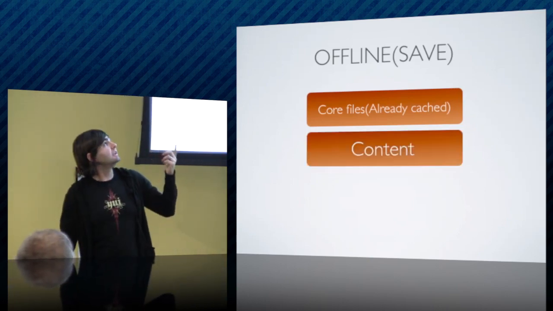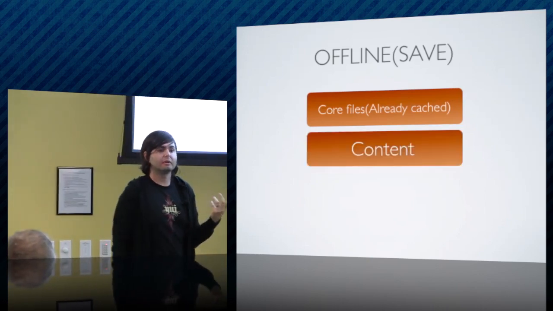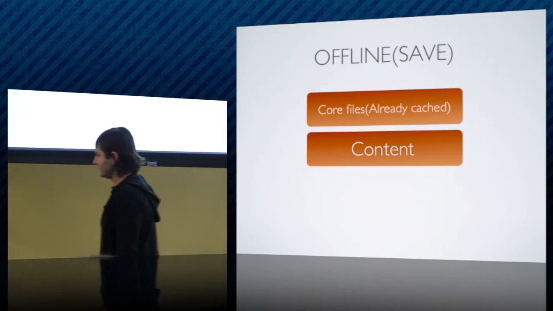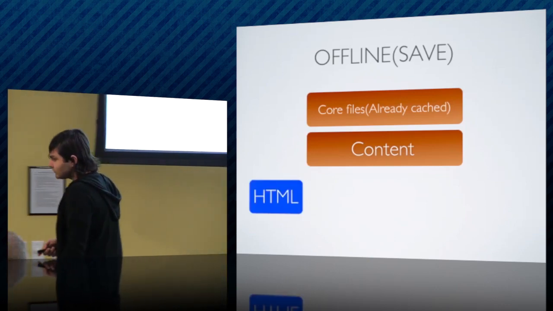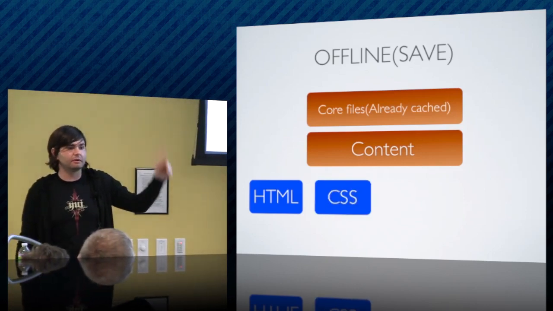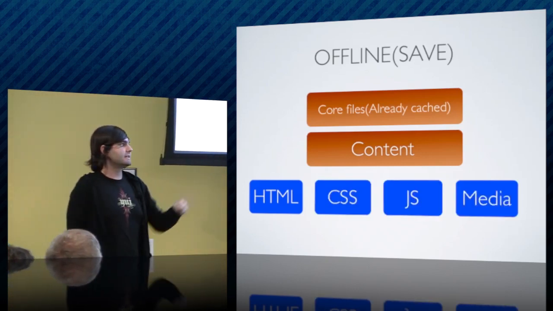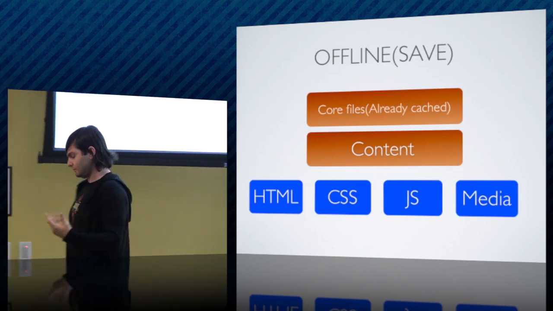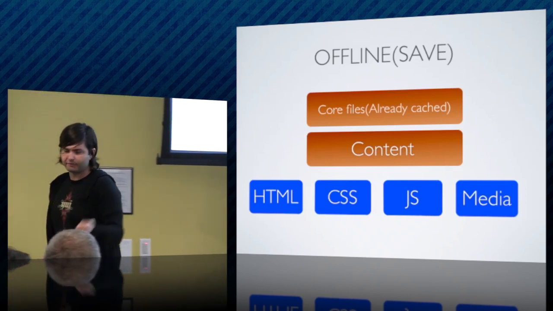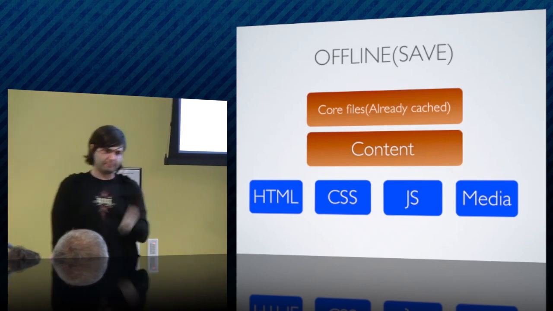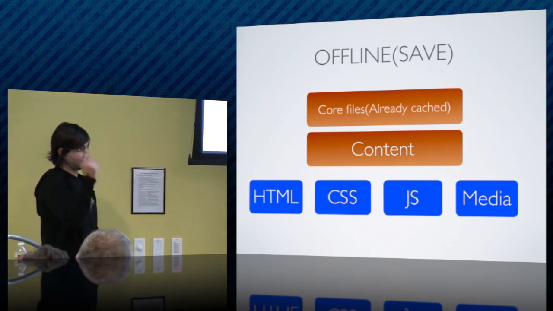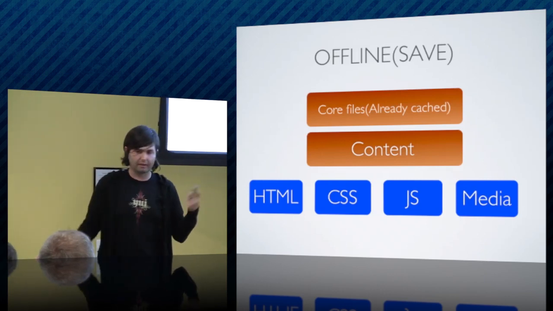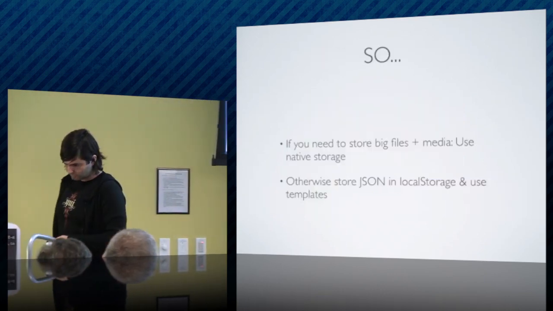So we needed to cache all the core files, which hopefully we already did have cached from previously loading our view. All the content, obviously. So by that, I mean all HTML, CSS, JavaScript, and media. So videos. We wanted to be able to save trailers, movie trailers, pictures, and things like that. And because we needed to do that, and they're big files, again, native storage.